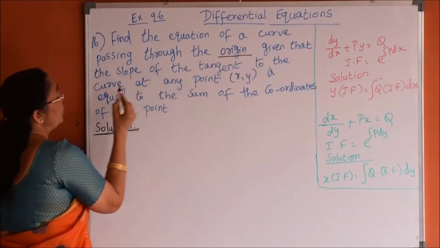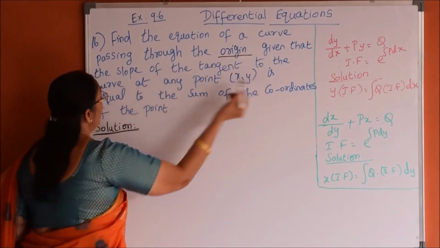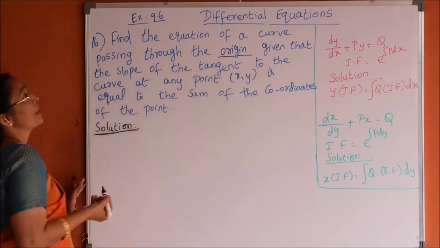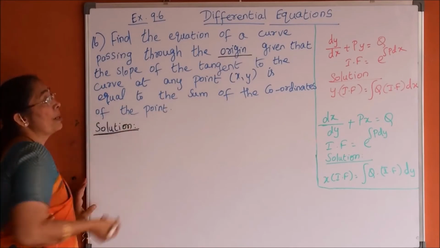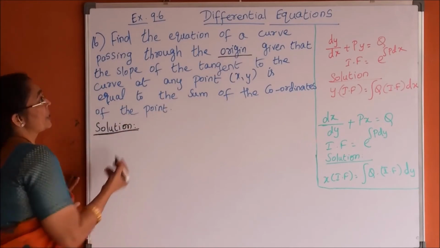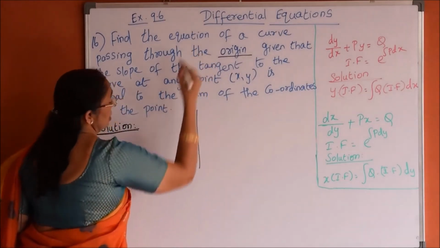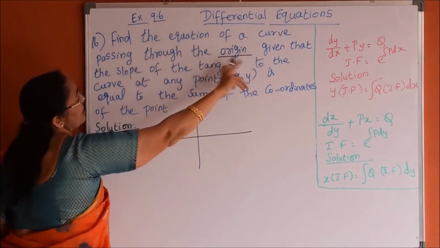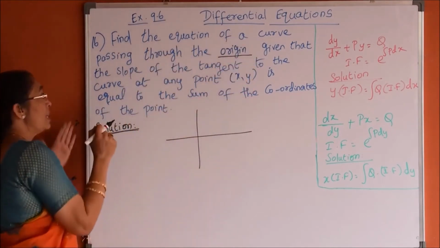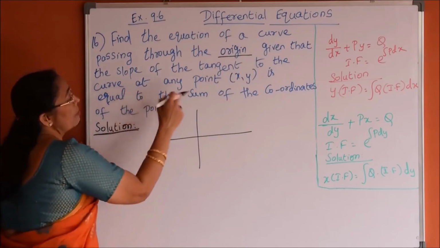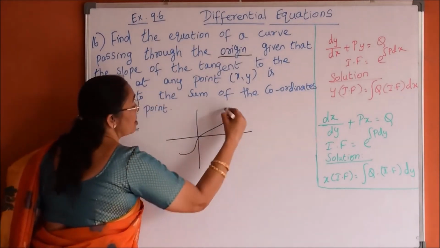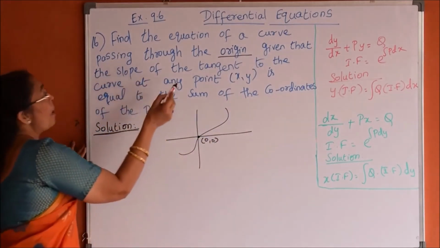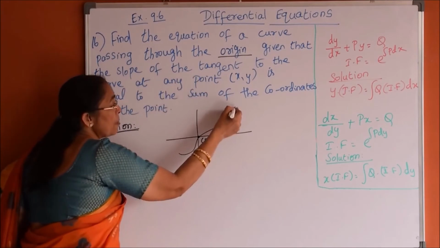16th problem, find the equation of a curve passing through the origin given that the slope of the tangent to the curve at any point x comma y is equal to the sum of the coordinates of the point. Now first, in this problem we have to frame the differential equation. So first let us frame the differential equation whose solution is the equation of a curve which is passing through the origin, and the given condition is slope of the tangent to the curve at any point.